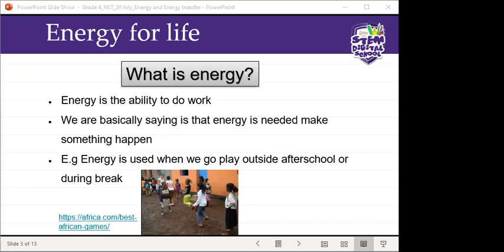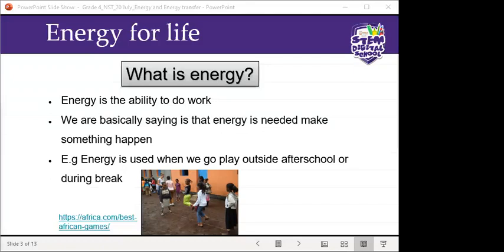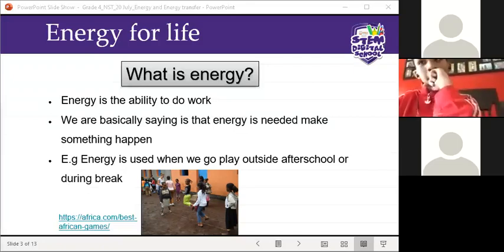Feeding, reproducing, excreting, moving, sensing, growing, and breathing. All right, beautiful. So guys, I hope you all remember those 7 life processes because they are very important to note.